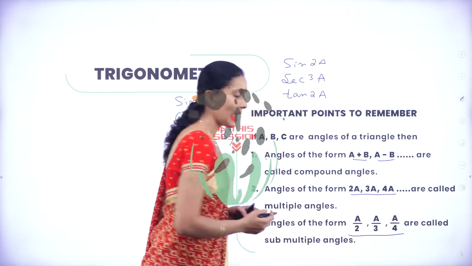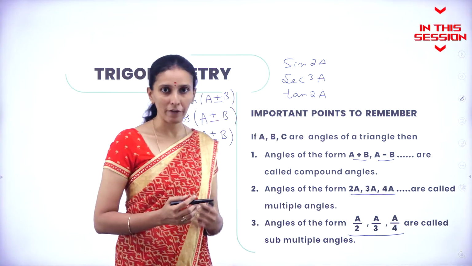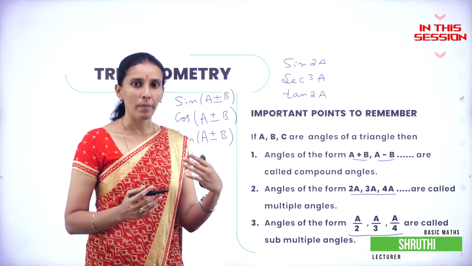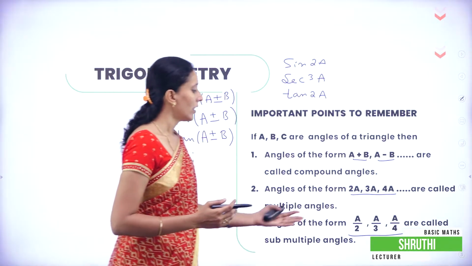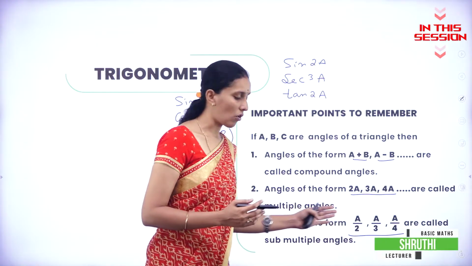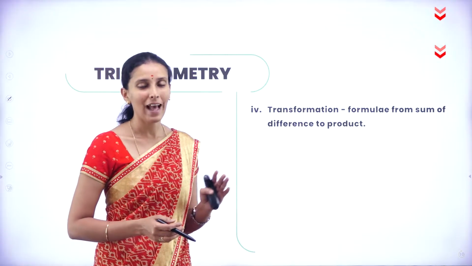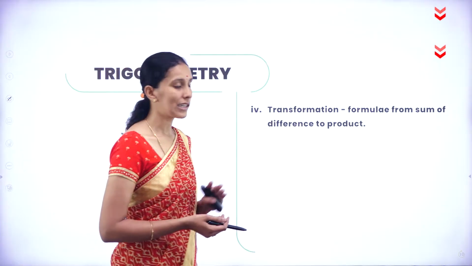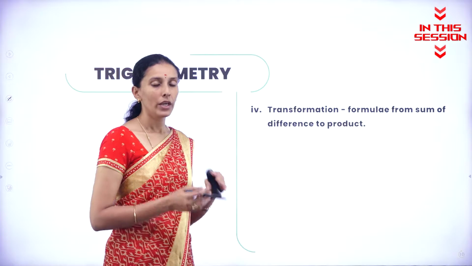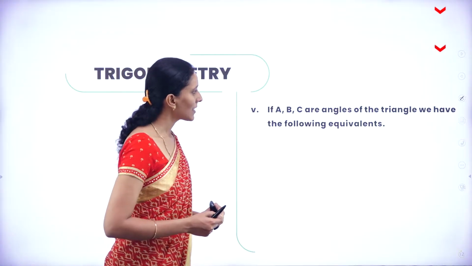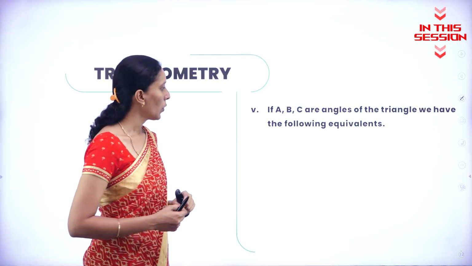Angles of the form a by 2, a by 3, a by 4, for example, pi, pi by 2, pi by 4, pi by 6. In the same way, the fractions of all the angles are called submultiple angles. Along with these formulas, we have one important set of formulas, that is transformation formulas. Here we have two types. So the very important point here is, if a plus b are angles of a triangle, we have the following equivalence.